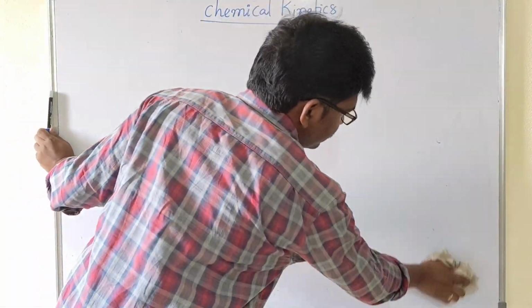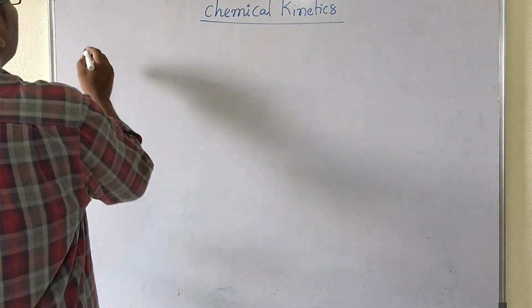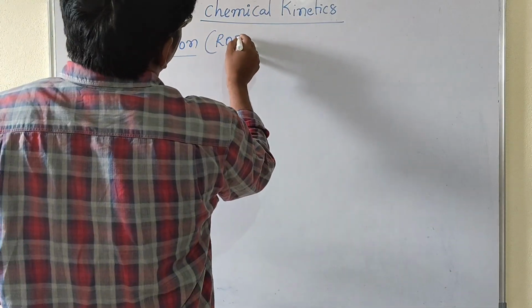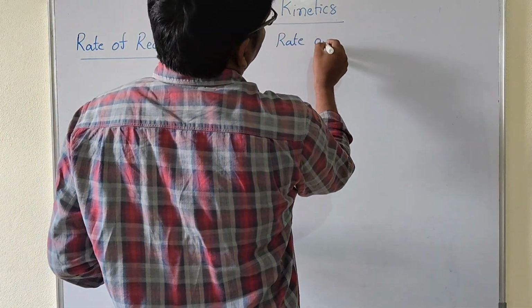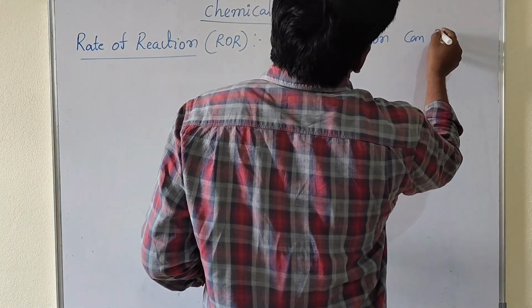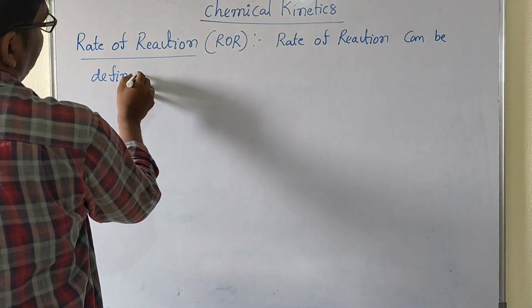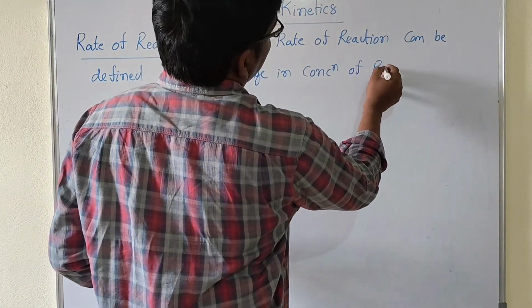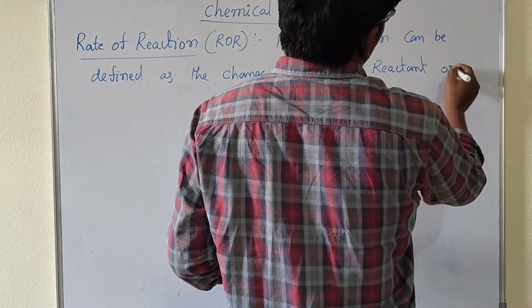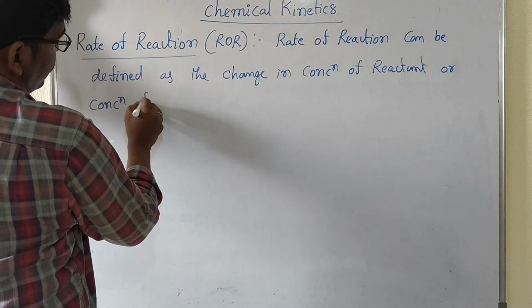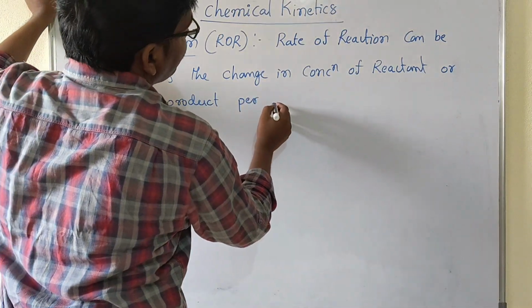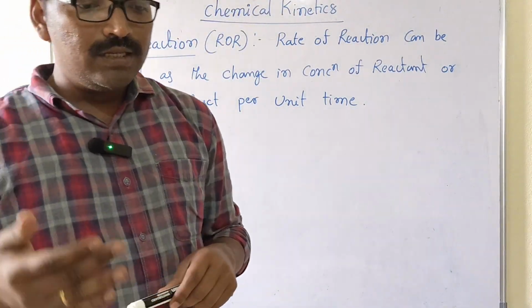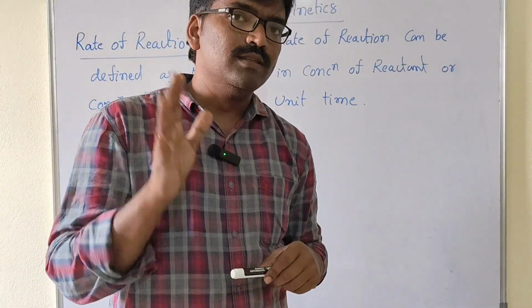What is the rate of reaction? We have to discuss rate of reaction. First, write the definition. Rate of reaction can be defined as the change in concentration of reactant or product per unit time. This is called rate of reaction. The change in the concentration of reactant or product per unit time is called the rate of reaction.